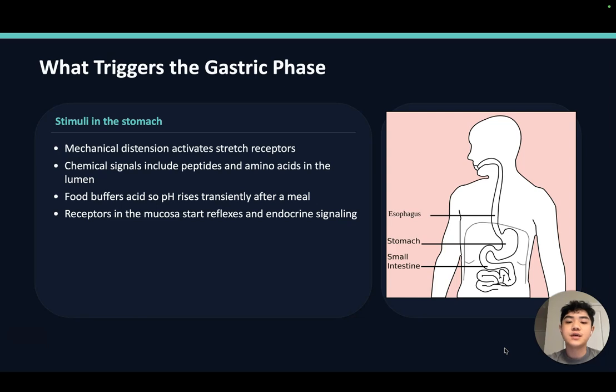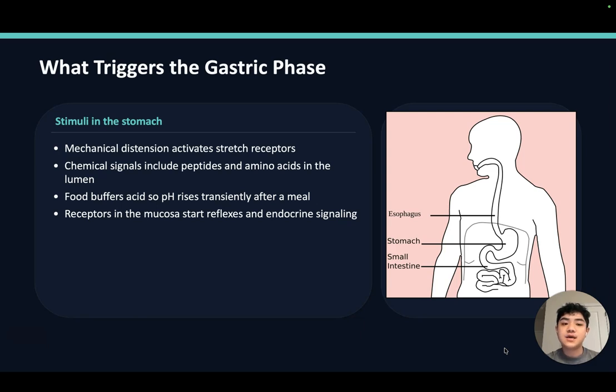So, what triggers the gastric phase? To understand regulation, we first need to ask what starts the gastric phase. The stomach responds mainly to two kinds of information, mechanical information and chemical information. The first is mechanical stimulation. When you eat, the stomach will stretch. That stretch is detected by receptors in the stomach wall. This is like the stomach saying, oh, there's volume here. I need to turn on mixing and secretion.